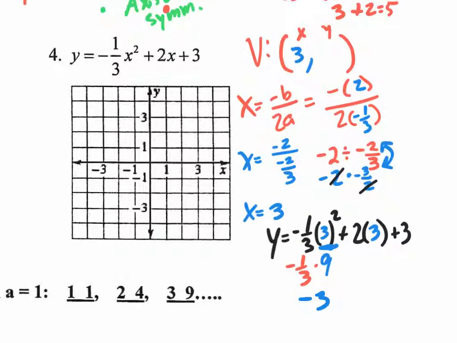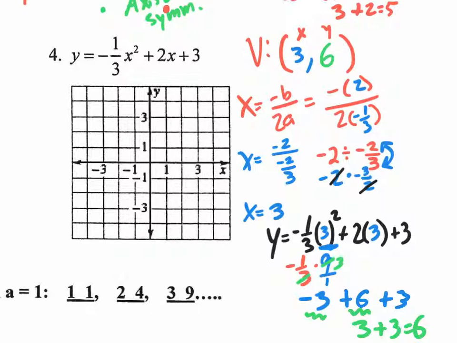Okay? You could, if you wanted to show it, put 9 over 1, and then you could cancel the 9 with the 3. You'll get a 3 left over. So negative 1 times 3 is negative 3. And then 2 times 3 is 6. So we have a plus 6 and then a plus 3. So when you do the math, negative 3 plus 6, that's 3, and 3 plus 3 is 6. So our vertex is 3 for x, 6 for y.